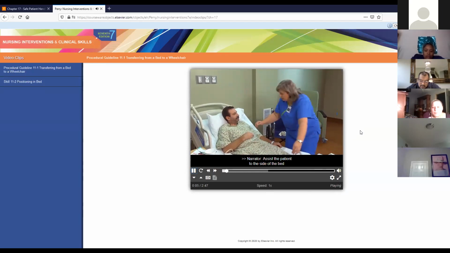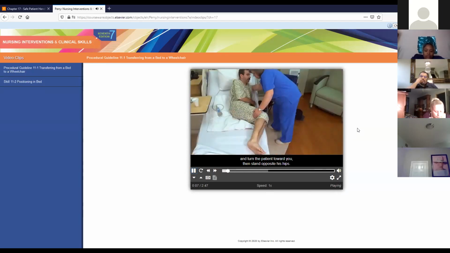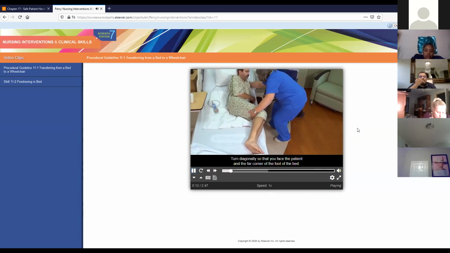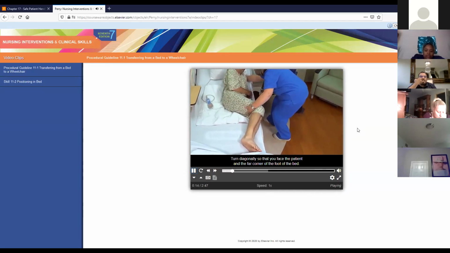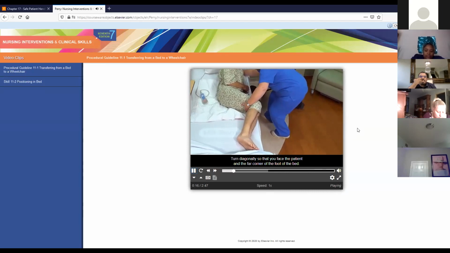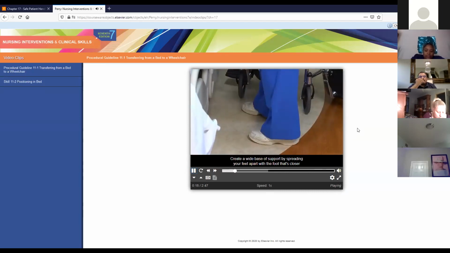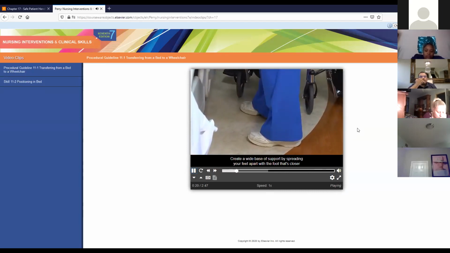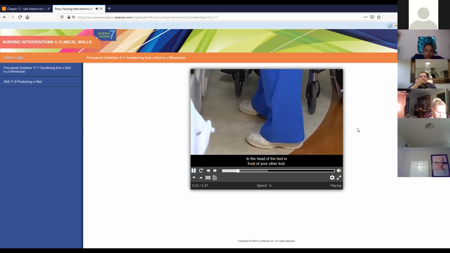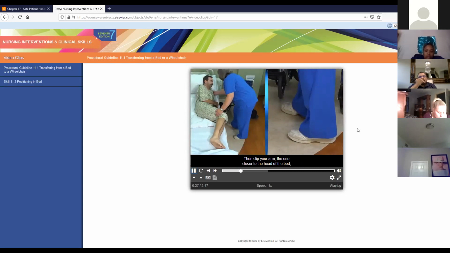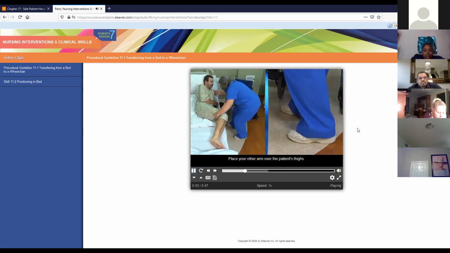Assist the patient to the side of the bed and turn the patient toward you. Then stand opposite his hips. Turn diagonally so that you face the patient and the far corner of the foot of the bed. Create a wide base of support by spreading your feet apart, with the foot that's closer to the head of the bed in front of your other foot. Then slip your arm, the one closer to the head of the bed, under the patient's shoulders to support his head and neck. Place your other arm over the patient's thighs.